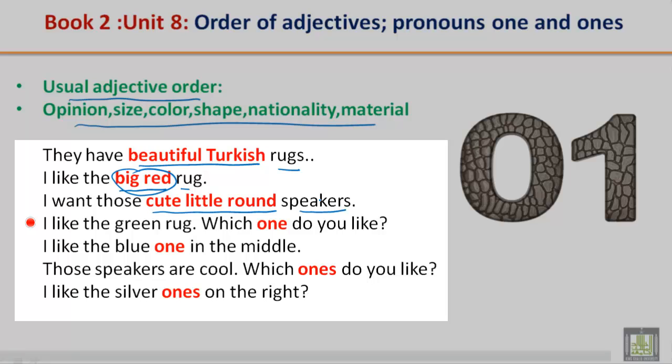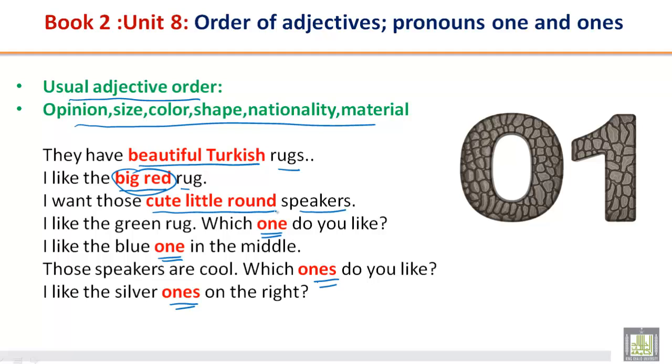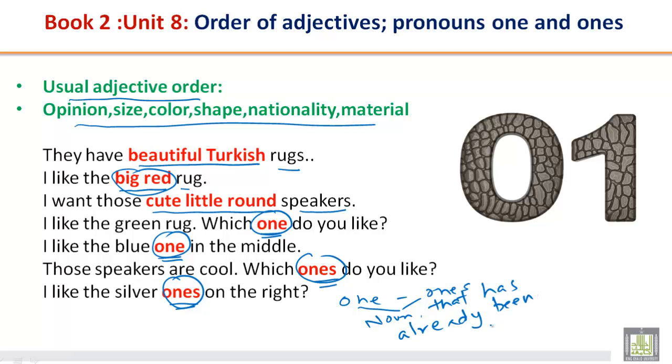Now, I like the green rug. Which one do you like? I like the blue one in the middle. Those speakers are cool. Which ones do you like? I like the silver ones on the right. Now, what does one mean here? One or ones are used for a noun that has already been mentioned.